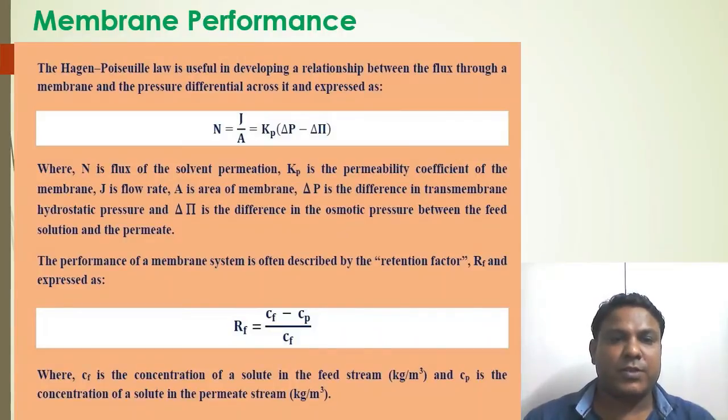Another equation for measuring membrane performance develops a relationship between the flux through a membrane and the pressure differential across it, and this is given by the Hagen-Poiseuille law. It is expressed as N, the flux of solvent permeation, equal to J, the flow rate, upon A, the area of membrane, equal to Kp multiplied by del P minus del pi. Kp is the permeability coefficient.